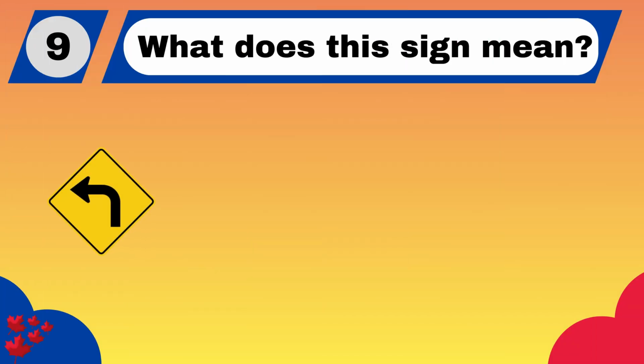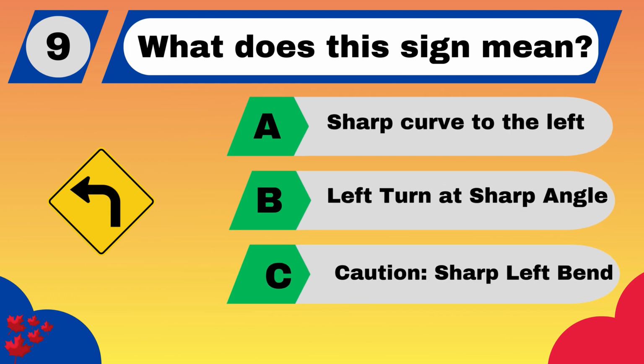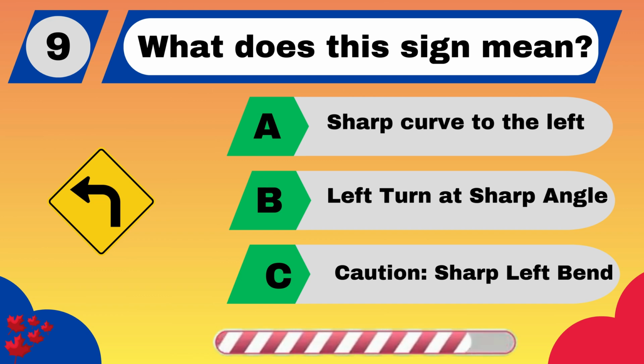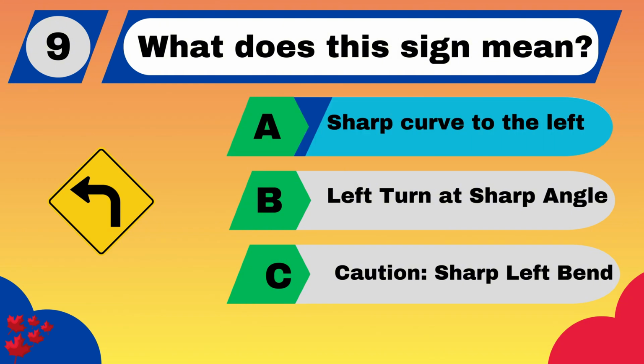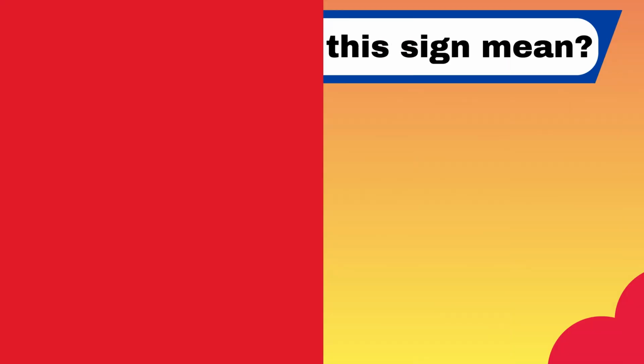Question 9. Can you identify this road sign? A. Sharp curve to the left. B. Left turn at sharp angle. C. Caution, sharp left bend. Good choice. A. This sign warns of a sharp curve to the left.